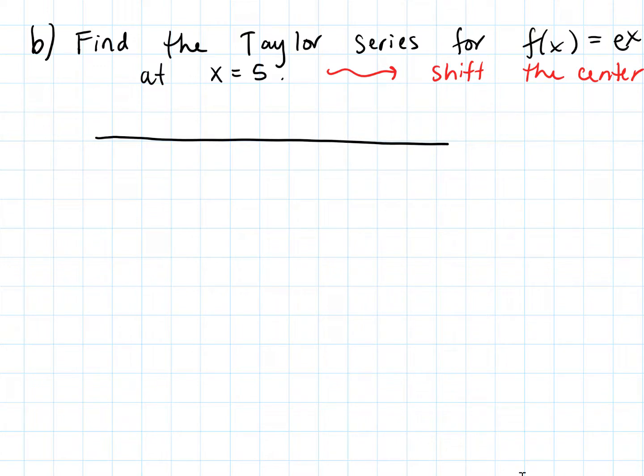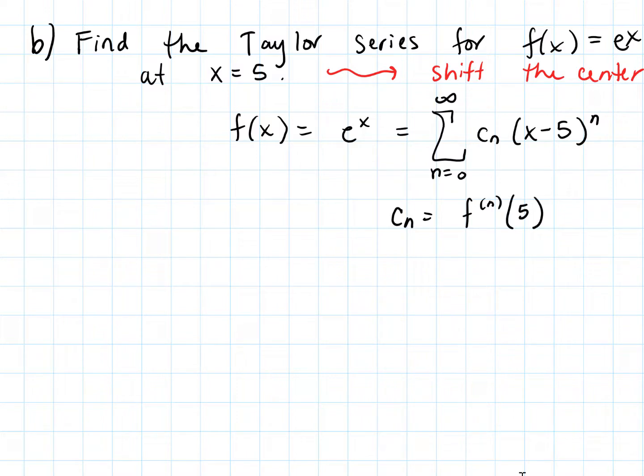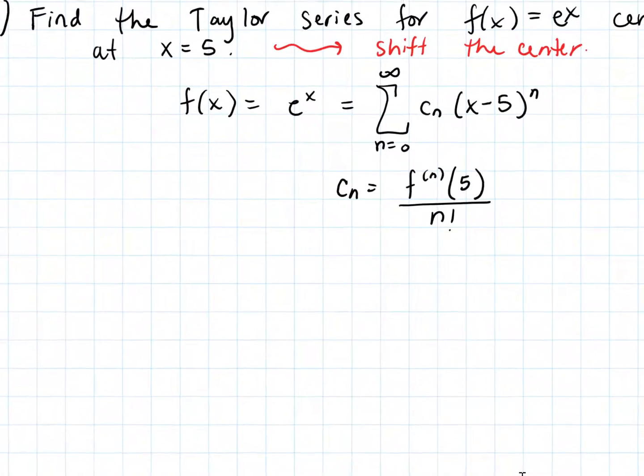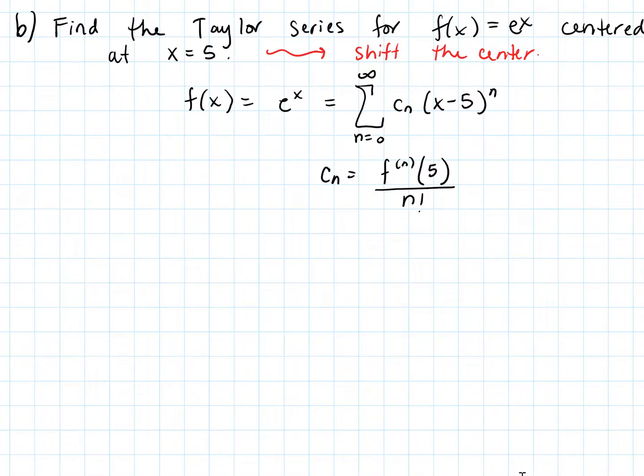Before I go into my table, we're still looking to describe f of x equal to e to the x as a power series, from n equals 0 to infinity of c sub n. This time, though, it's going to be x minus 5 to the nth, and my c sub n's are going to be the nth derivative of e to the x, but we're not going to evaluate at 0, we're going to evaluate them at 5, over n factorial. So we have to figure out the nth derivative of e to the x evaluated at 5, over n factorial.